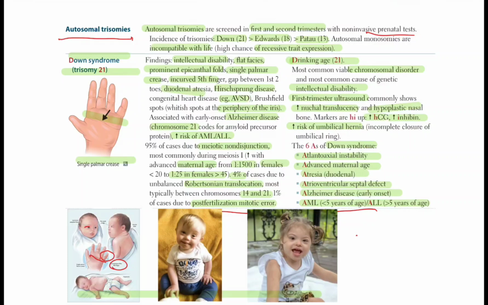So this is the palpebral fissure and flat nasal bridge. This flat nasal bridge is also a sign of Down syndrome. These are nuchal folds at the back. So these nuchal folds are in Down syndrome.